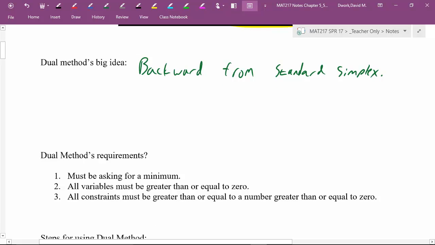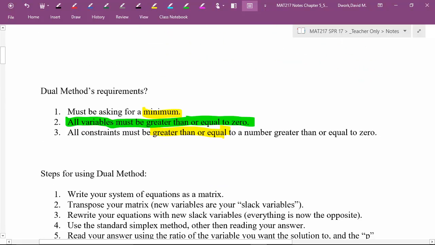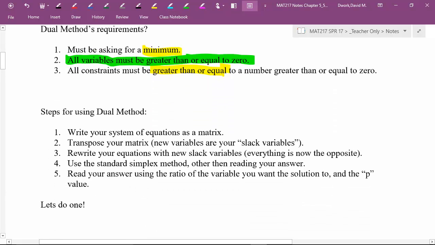So let's walk through the idea here. Dual method's requirements are the exact opposite of standard simplex, except it still holds the requirement that all your variables must be greater than or equal to 0. You still have to have that, so we still can't have negative answers. But instead of asking for a maximum, it wants a minimum. And instead of all of your constraints being less than or equal to, they should all be greater than or equal to.